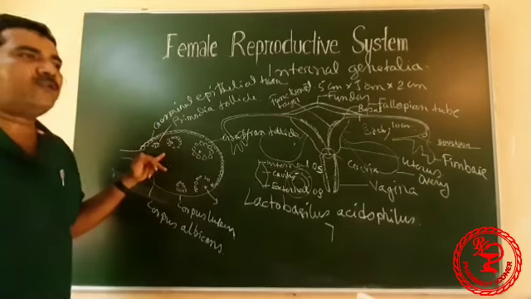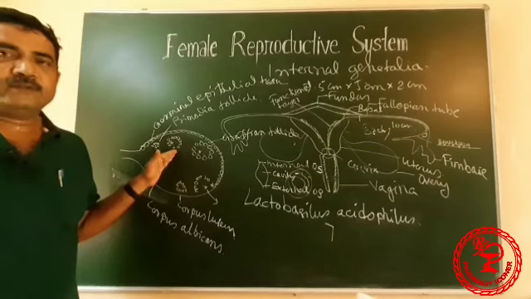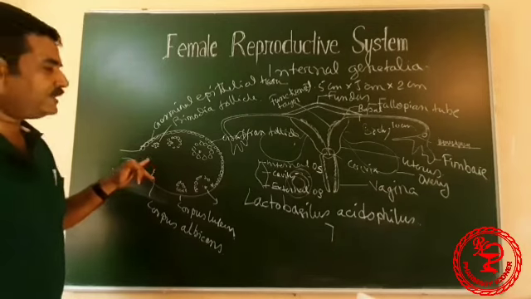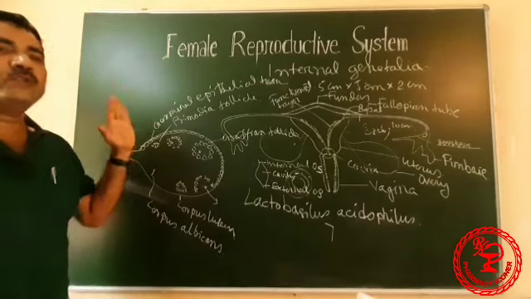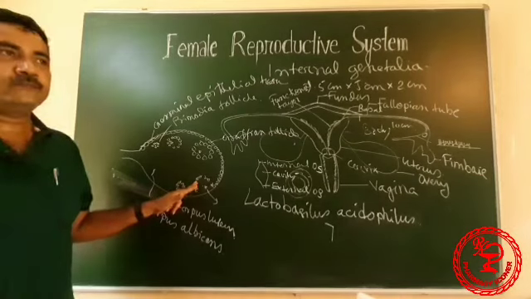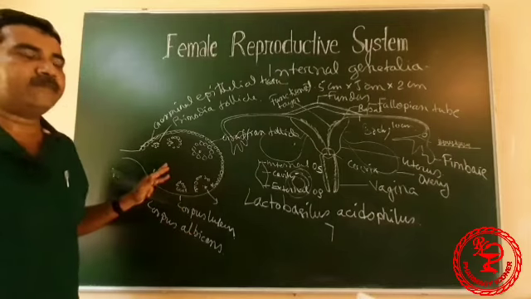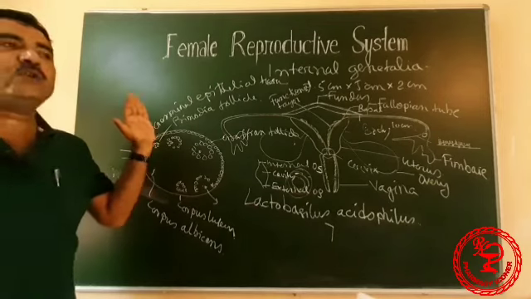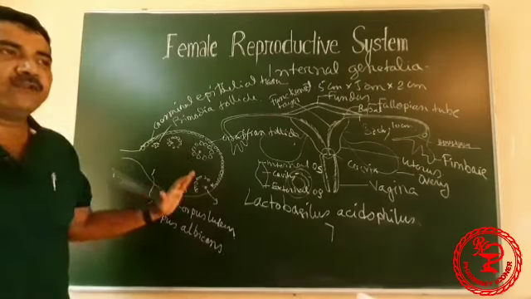So what is the function of the ovary? The ovary produces ova in each menstrual cycle. It also produces a hormone called progesterone after ovulation occurs, from the corpus luteum. The ovary also regulates the process of menstruation. These are the functions of the ovary.